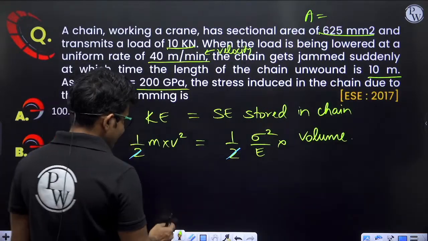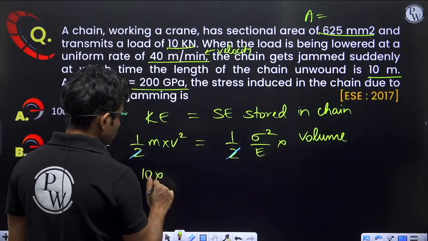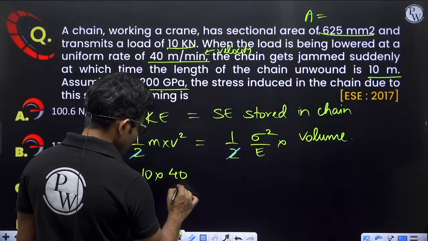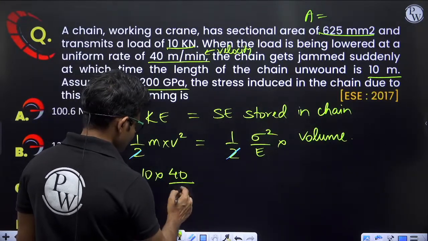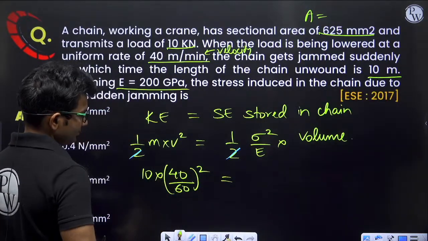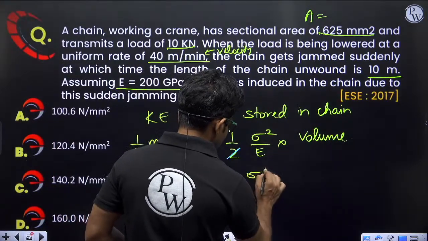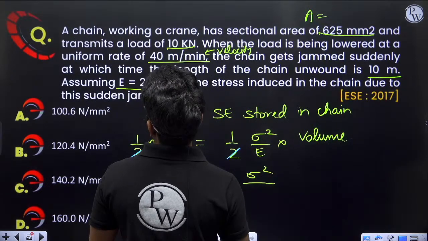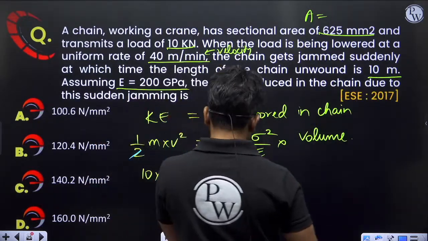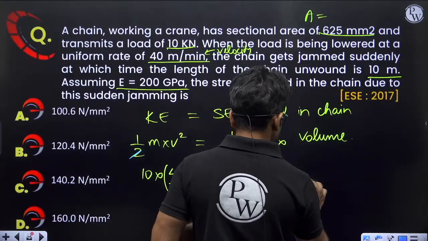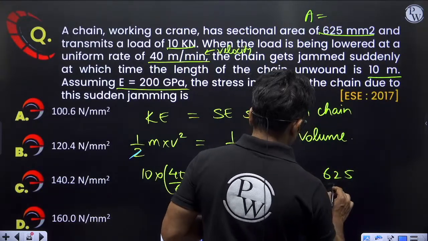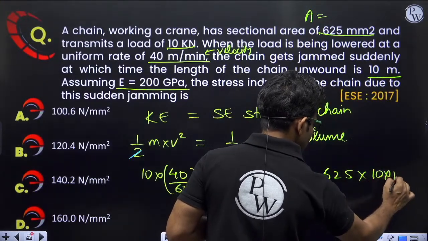So weight is what? 10 kilonewton. 10 into velocity square. What is the velocity? Velocity is 40 meter per minute. Let us convert this into seconds, so 40 by 60 meter per second, whole square. Sigma, that we have to calculate, sigma square. Young's modulus is given as 200 gigapascal, so 200 into 10 to the power 3 megapascal, that means Newton per mm square, into volume. Cross sectional area is 625 mm square, into length. Length is 10 meter, so 10 into 1000 mm.